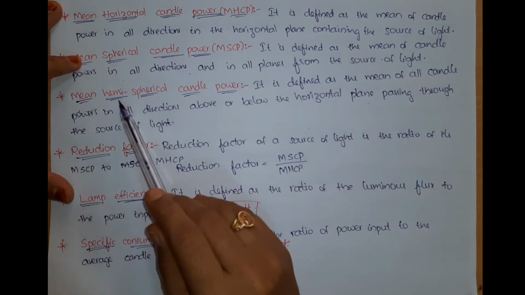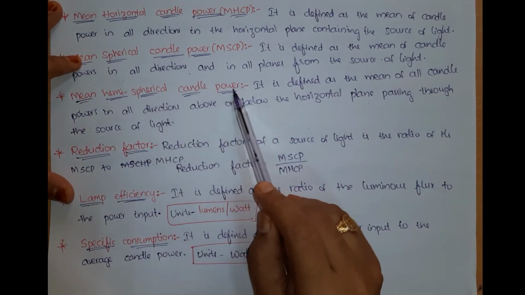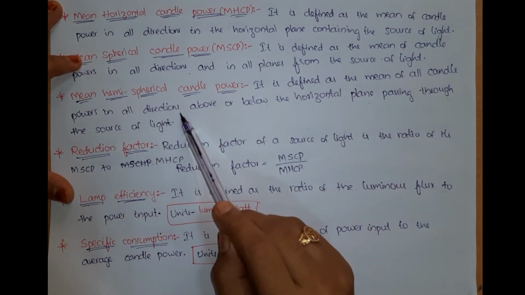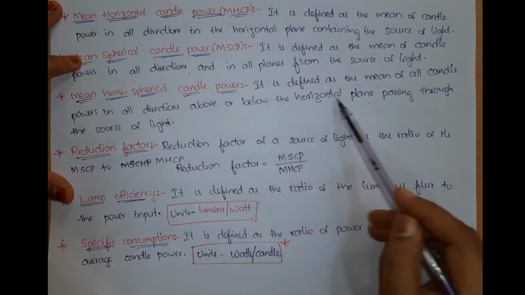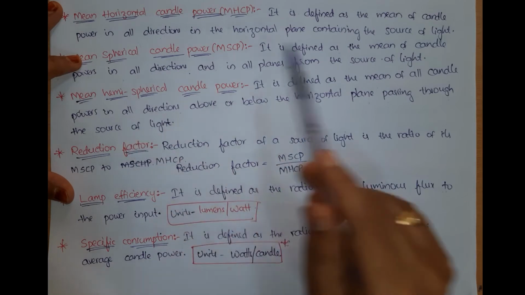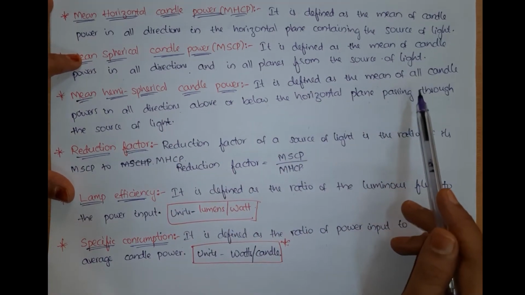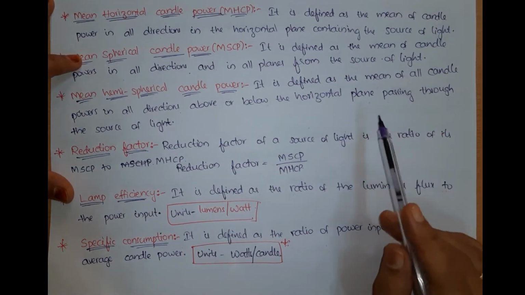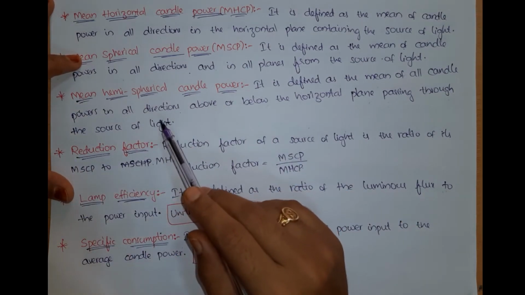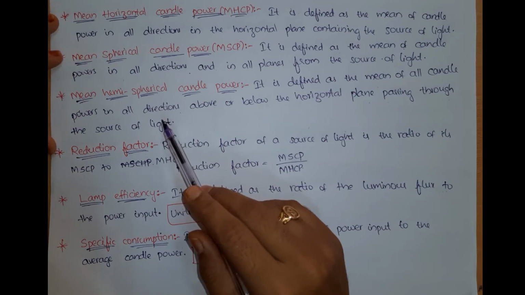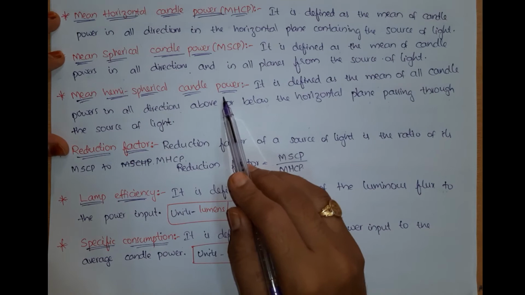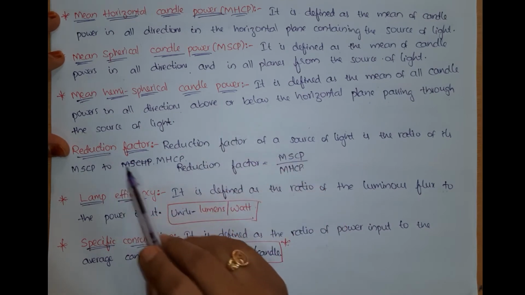Similarly, mean hemispherical candle power is defined as the mean of all the candle powers in all the directions above or below the horizontal plane passing through the source of light. If we want to consider a hemispherical shape, then there is a horizontal plane passing through the source of light, and if you calculate the mean of all the candle powers in all the directions, it is called mean hemispherical candle power. Next, coming to reduction factor.